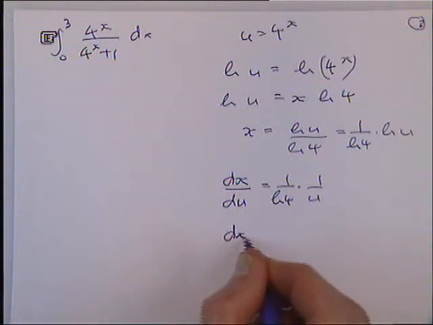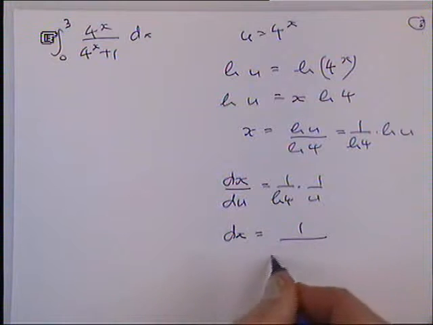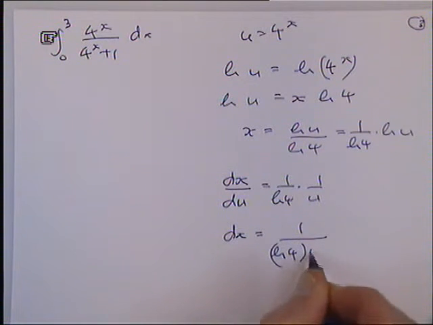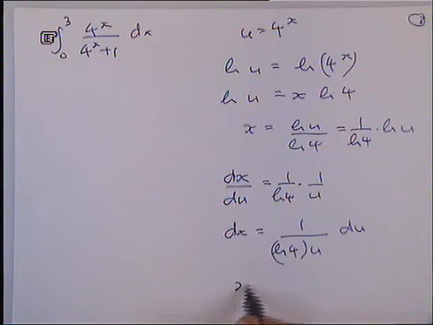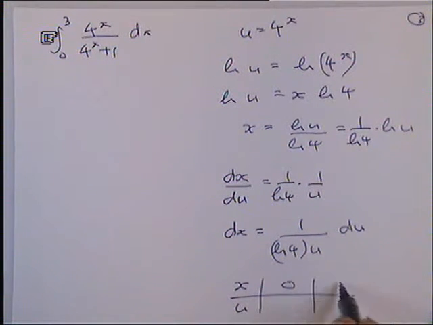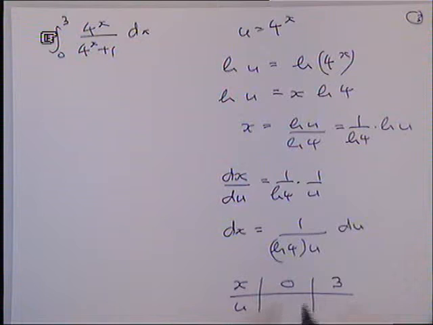So our next line, to get what dx is, I will just move that du up the top. So I've got 1 over log 4 times by u du. That's what my dx is equal to. This is a question with limits, so I need to change my x's into u's. X is 0 and 3. U is 4 to the power of x. 4 to the power of 0 is 1. 4 to the power of 3 is 64.